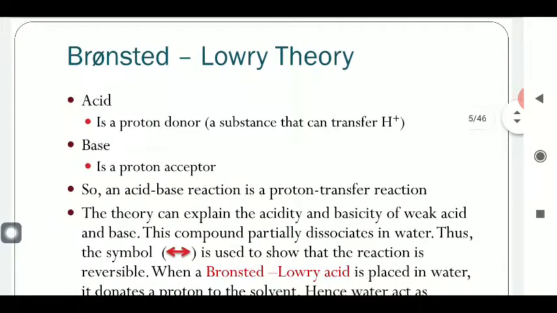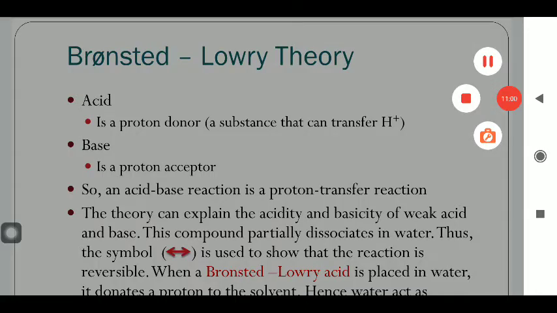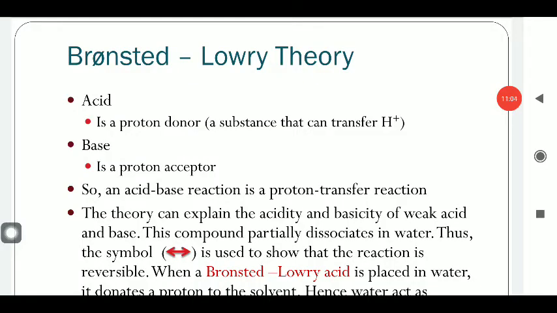Now, after completing this one, the next theory is Bronsted and Lowry theory. What is the basic point of the Bronsted and Lowry? Basically, this theory is totally based upon the concept of proton transfer. All those compounds are known as acid which have a tendency to donate one H positive ion. The same point is given by Arrhenius, but regarding the basis, the concept of Bronsted is totally different.